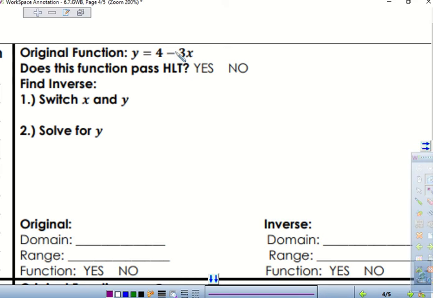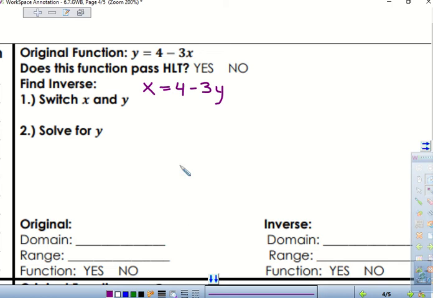If it's given with like f of x or g of x, you're going to replace that with y and then proceed, okay? So on the homework, they might have f of x, g of x. Make sure you replace that with y first. Next step to find the inverse is to simply switch the position of x and y. I took the function, I rewrote it, but I switched x and y. Is everybody with me so far?